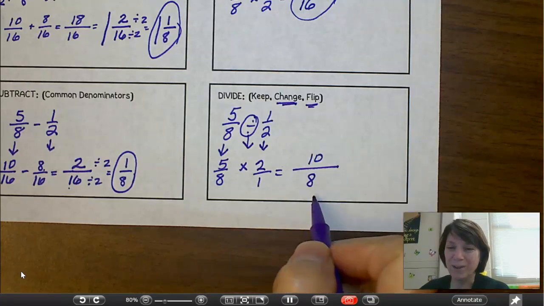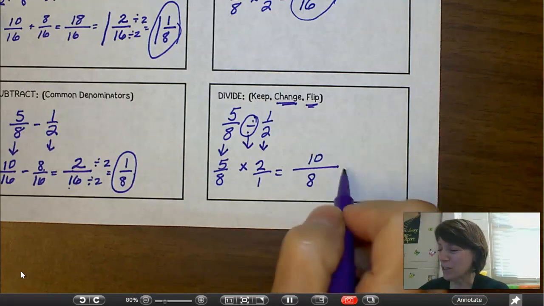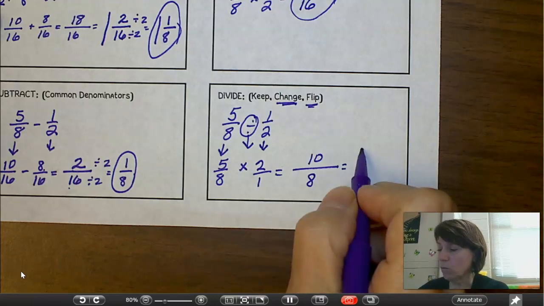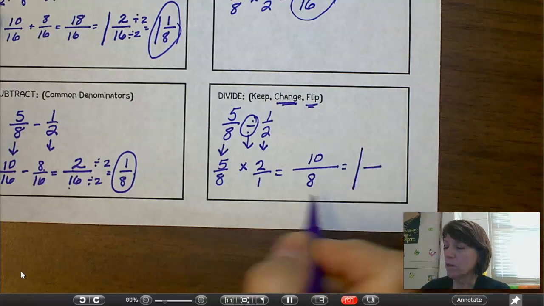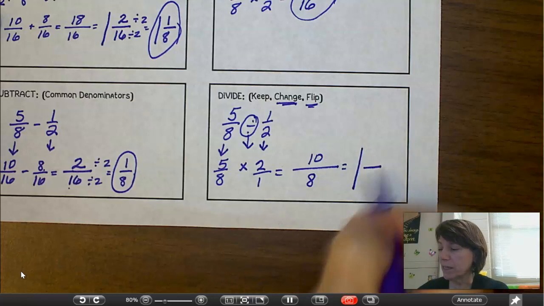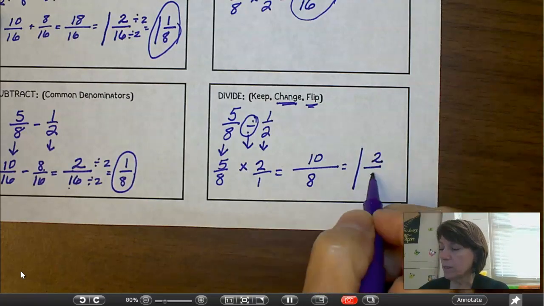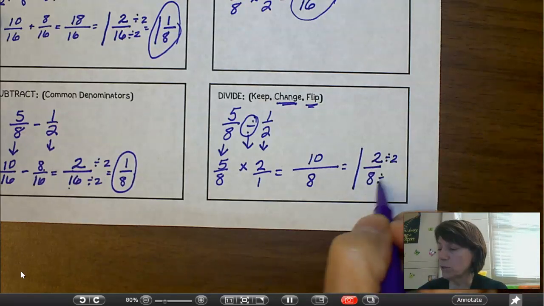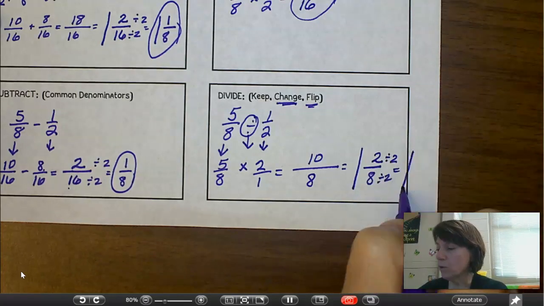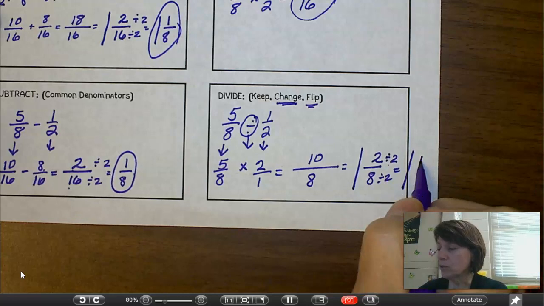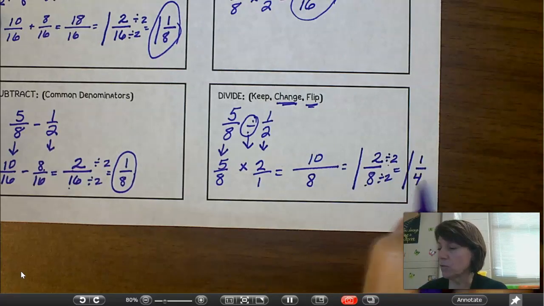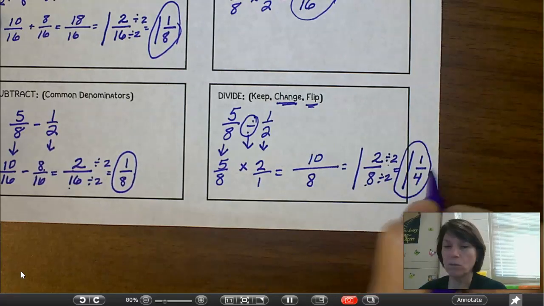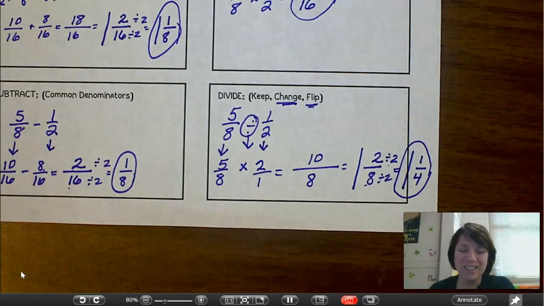10 is bigger than 8. We can't have that top-heavy fraction. We can take 8 out of 10 once, so that would be our whole number. The leftovers, 10 minus 8 is 2, and then the denominator stays the same. 2 and 8 can both be divided by 2, so we do that. We bring that whole number over, and then 2 divided by 2 is 1, and 8 divided by 2 is 4, so our answer there is 1 1/4. All right, that's your fraction of the day today.